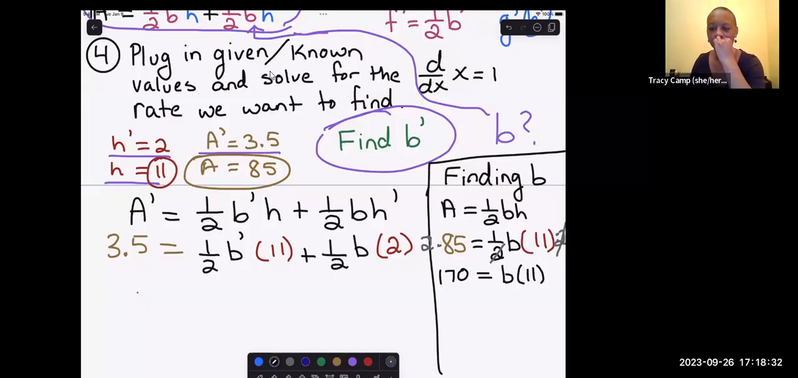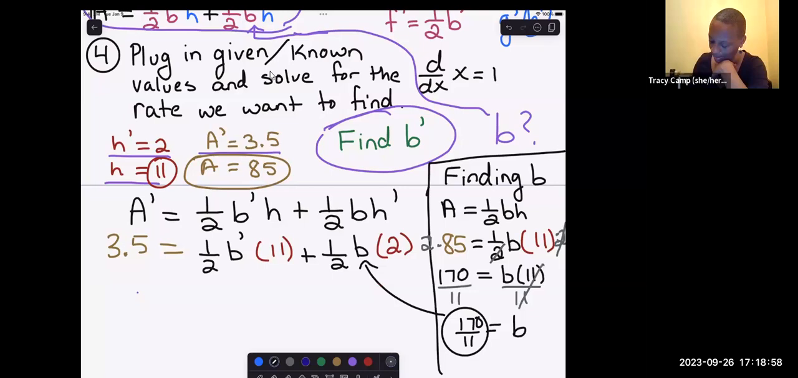And then from here, I can get B by itself by dividing both sides by 11. If I did the math correctly, my B is 170 over 11. And so now I can go plug that in. I'm going to take this and plug it in right here. Let me erase this B and replace it with 170 over 11. There. Okay, now, yay! I have B prime as the only unknown here, and now I can solve this equation for B prime.